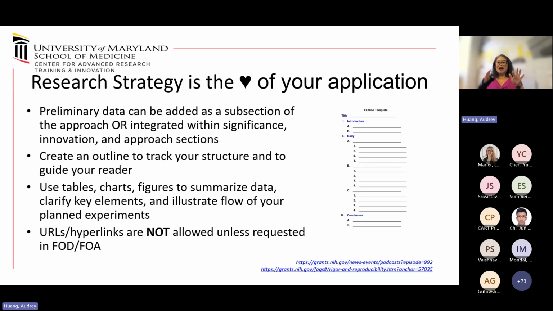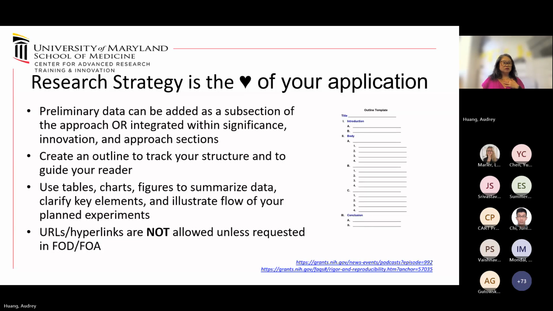Highly recommend creating an outline and subheads. They take up room, but it helps your reader keep track of where they are in the proposal, and it helps the reader stay on track with your logic. We'll talk about using tables, charts, and figures to illustrate and clarify. They also take up room, and you have to make it worth it. Otherwise, they're using space that you can't afford to use.